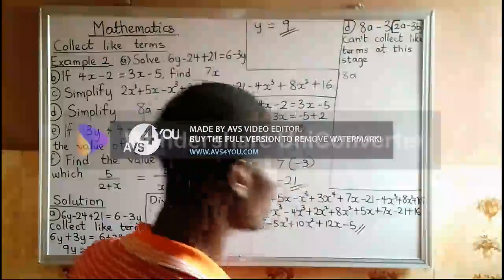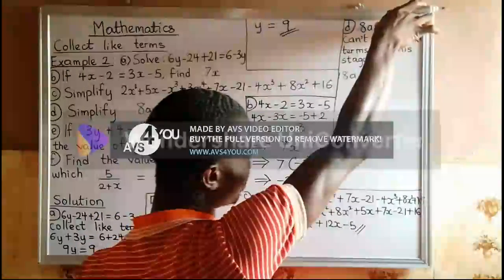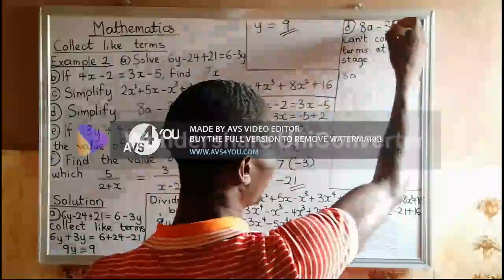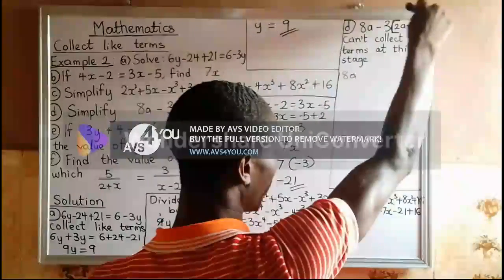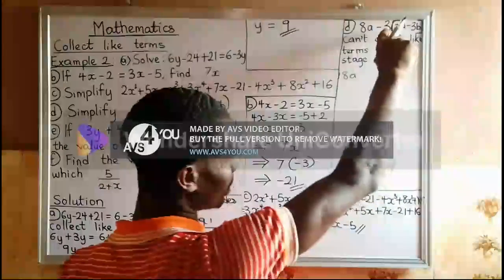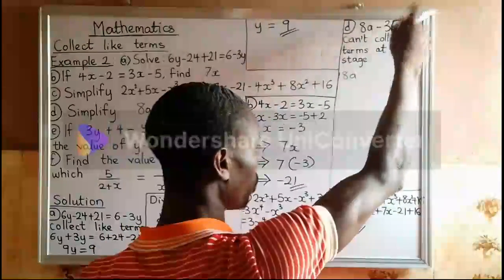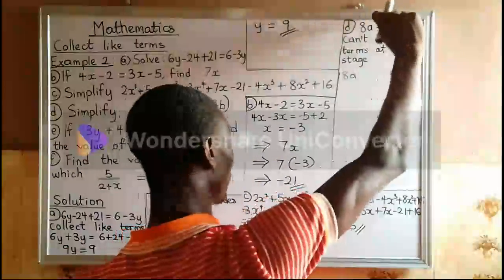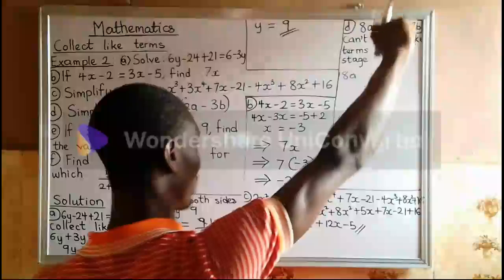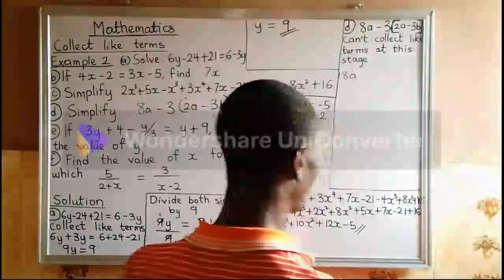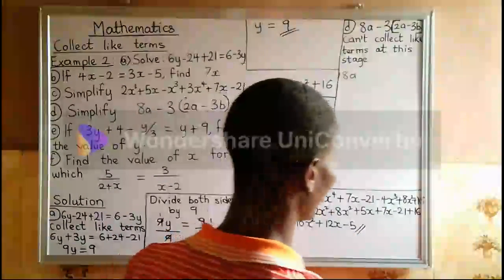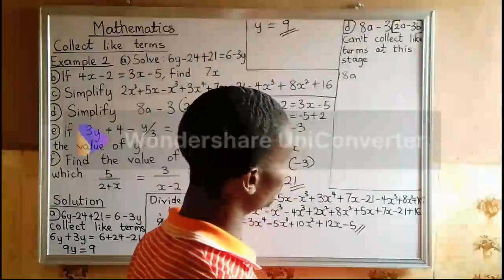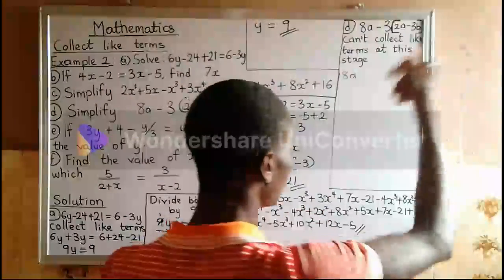So we open the bracket, which has business only with the second term. So 8a minus 3 into bracket 2a minus 3b, then close bracket. As I said the other time, the right way to open this kind of bracket is you multiply each of the terms outside the bracket by each of the terms inside the bracket. Luckily for us, there's just one term, minus 3, outside the bracket in this case.